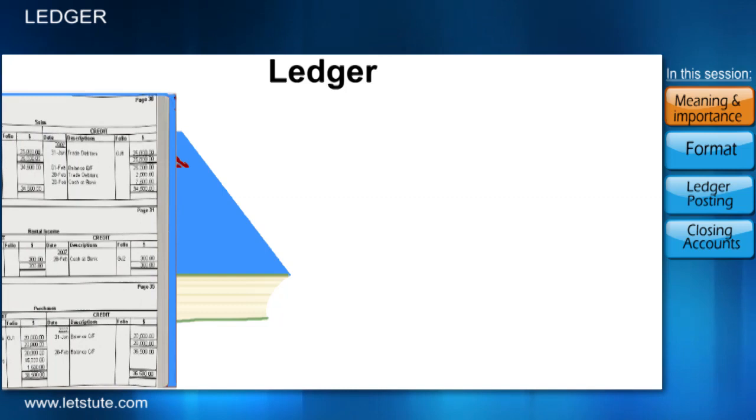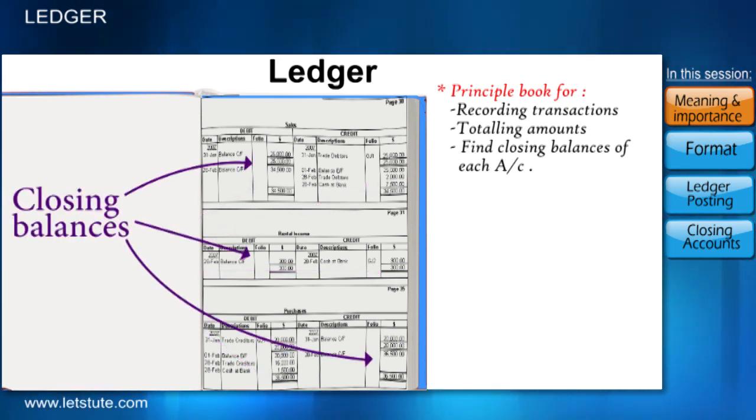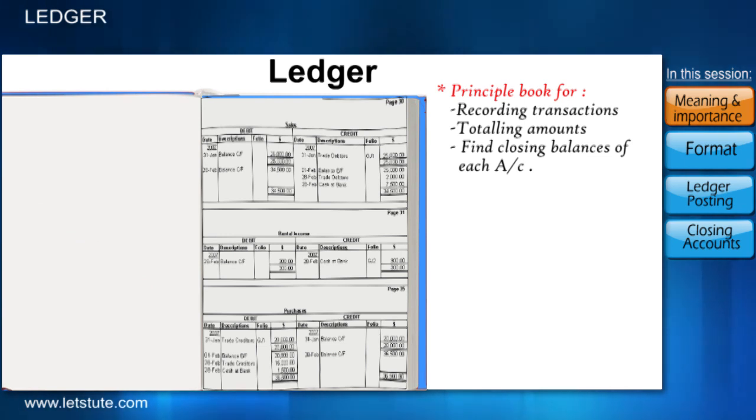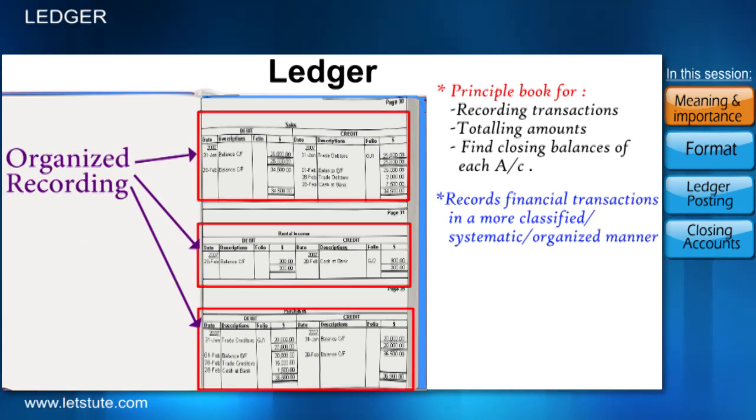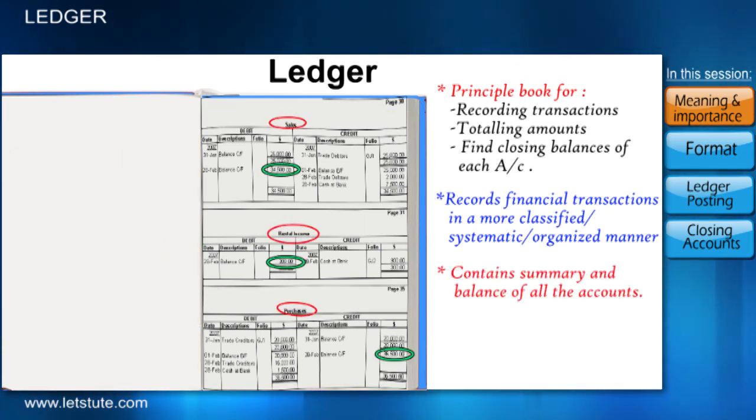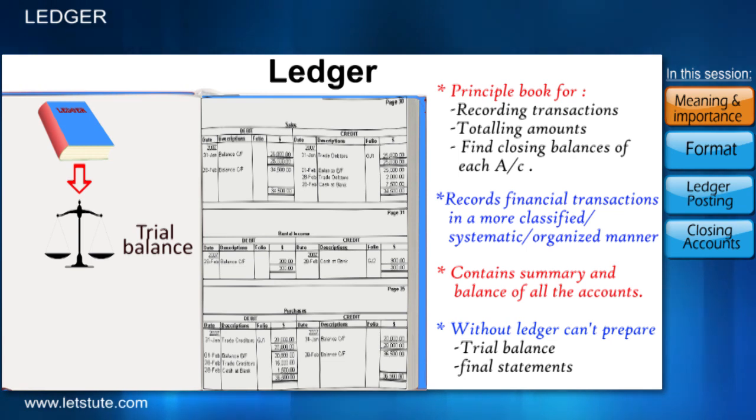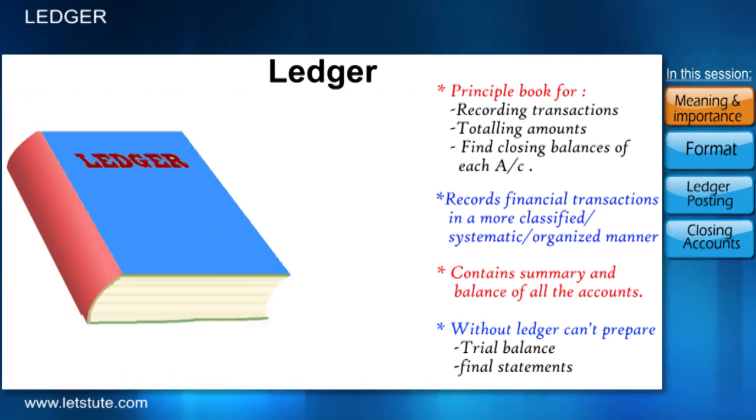A ledger is the principal book or file for recording and totaling transactions and for knowing the closing balances in each account. It's a permanent record of all financial transactions in a more classified manner. It is where we can find the summary and balances of any account, all in one place. Without having ledger accounts, we cannot proceed to preparing the trial balance and the final statements which help in analyzing the company's financial position or the status. So that is why ledgers are important.